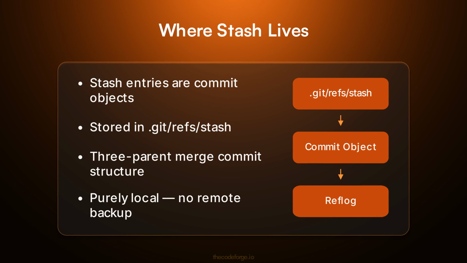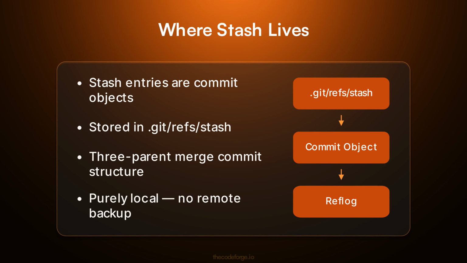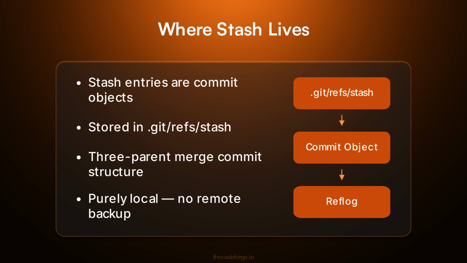Every stash is a commit object, not a temp file, not a config entry. A real bona fide git commit with a parent tree. Look inside refs/stash and you'll find a SHA. Run git log --oneline stash@{0} and you'll see a commit history of your stashes. Stashes are purely local, no remote, no backup, no safety net.